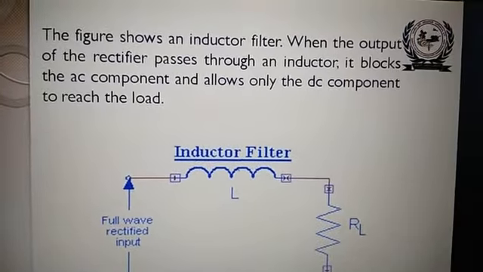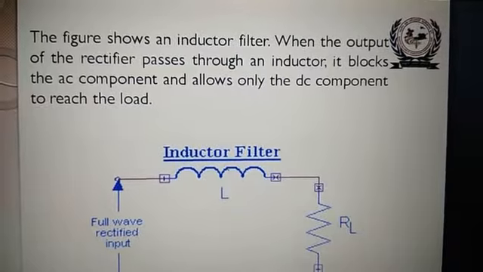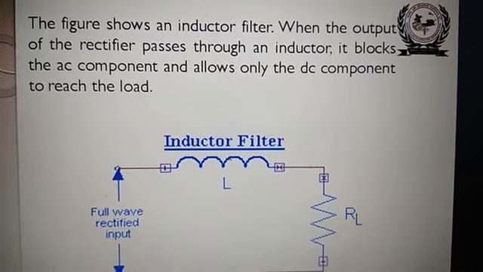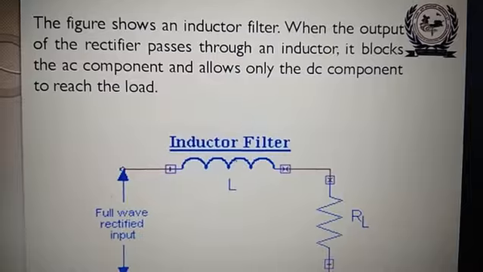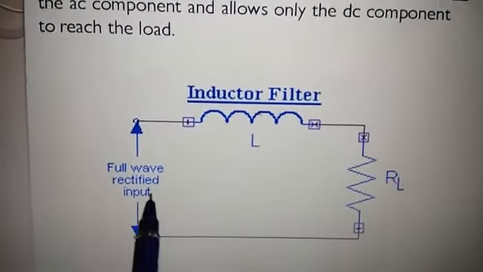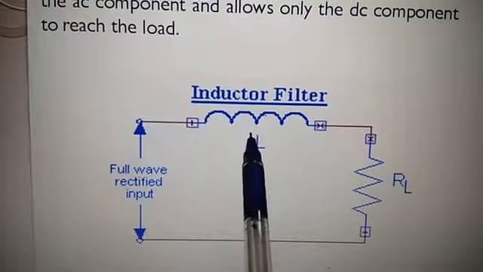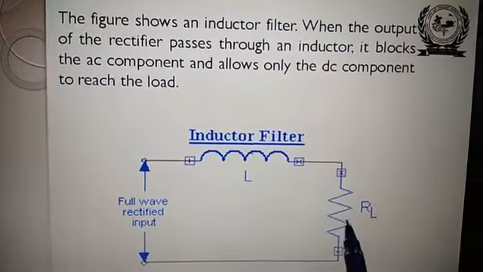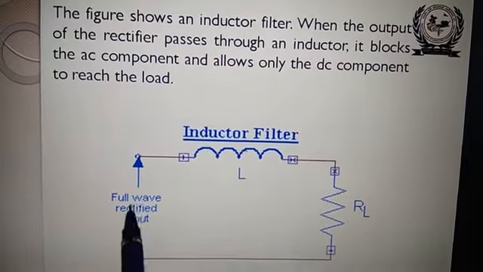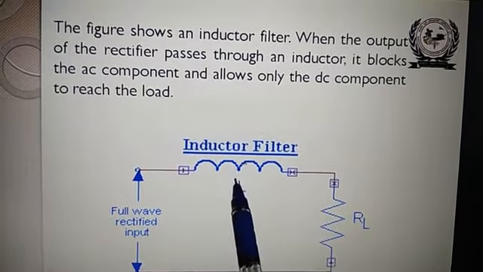Here, this figure shows an inductor filter. When the output of the rectifier passes through an inductor, it blocks the AC component and allows only the DC component. You can see here, this is the full wave rectified output, this is the inductor, and this is the load resistance. So what will happen? The output of this rectifier passes through this inductor.